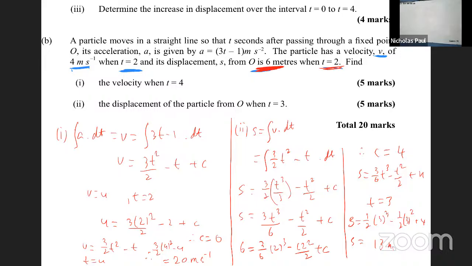You don't know how to find C? You have to use the information here. They told you when S is 6, T is 2. So you have to plug in that. Somewhere in the question, they give you the information. And when you plug in the T and the S, you can find C. That's okay?